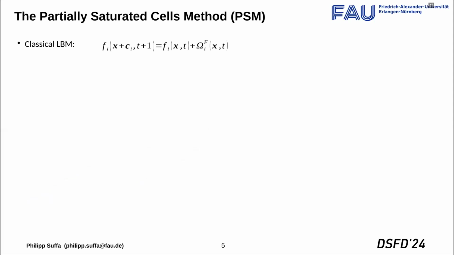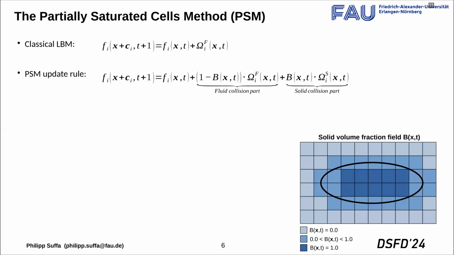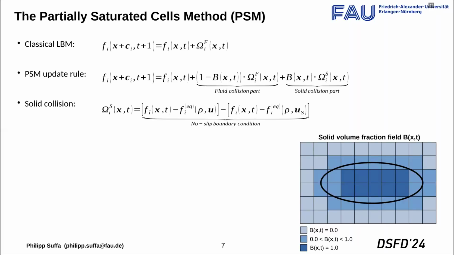So I guess most of us know the classical LBM rule here. But the difference to the PSM method is not that big. In the first part of the equation, we also have the classical LBM, just a fluid collision, but weighted by this weighting factor B, which is the solid volume fraction field. I will go to that in a second. And the second part of the equation is a solid collision part, also weighted by this field. That is what the solid collision looks like. We don't really have to go into detail of this equation. It just behaves like a no-slip boundary, or a moving no-slip boundary, more or less.